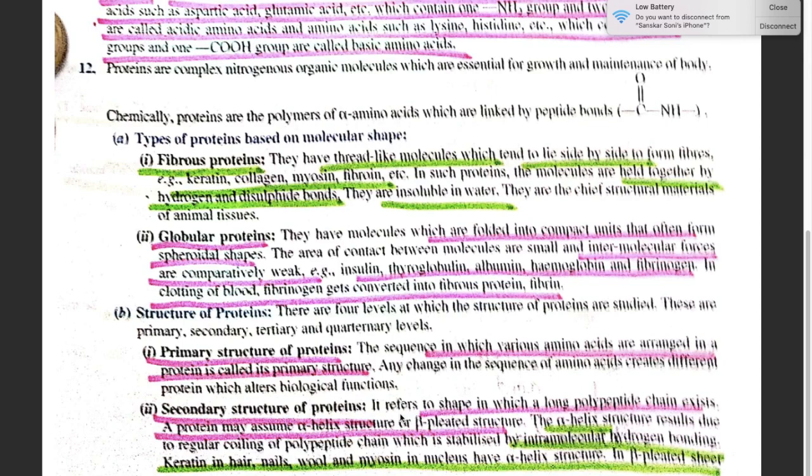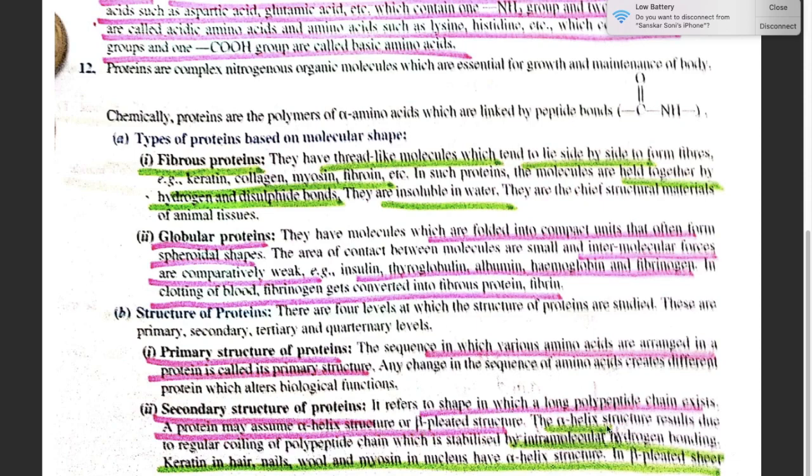Now we come to the secondary structures of protein. What are secondary structures? It refers to the shape in which the long polypeptide chain exists. The long polypeptide chain may take a right-handed helical shape, or they may get stacked one over the other, forming a beta pleated structure. So the two secondary structures of protein, remember, are the alpha helix and the beta pleated structure.